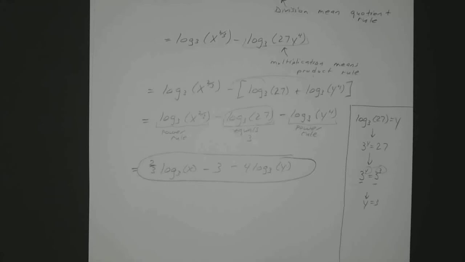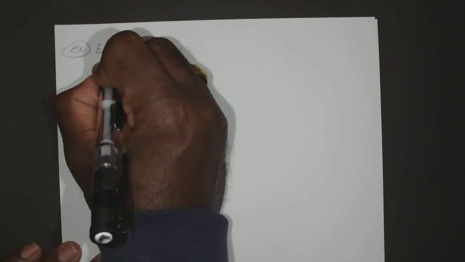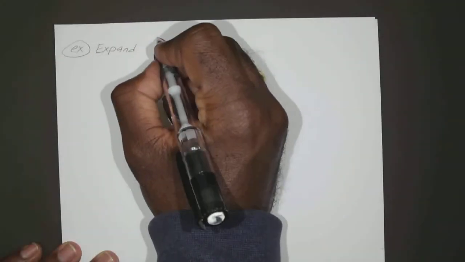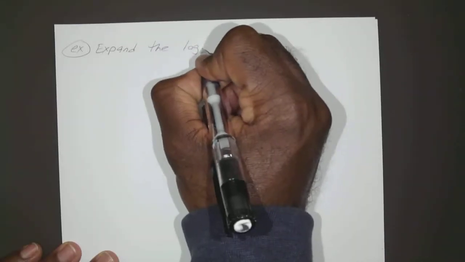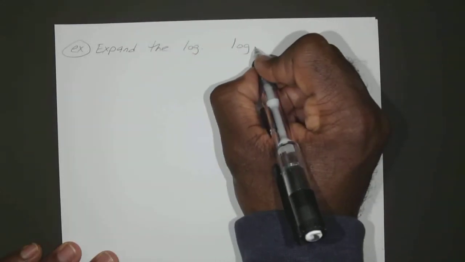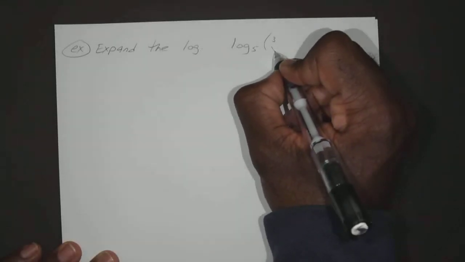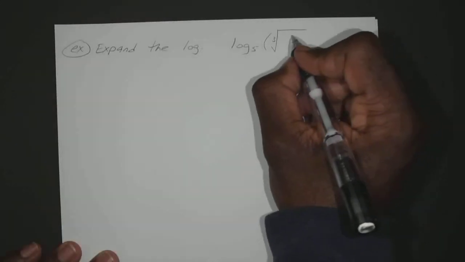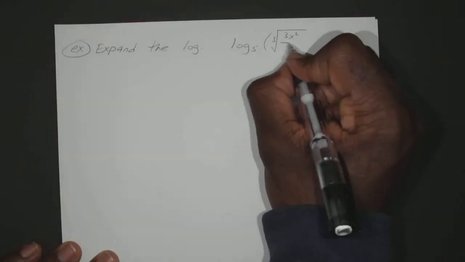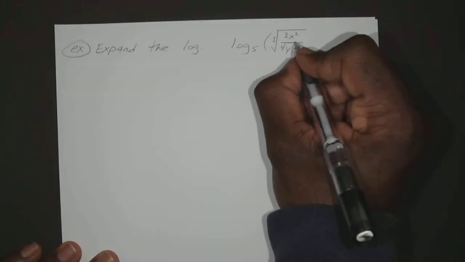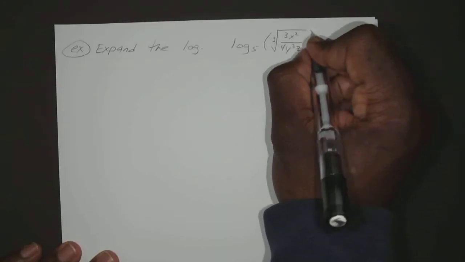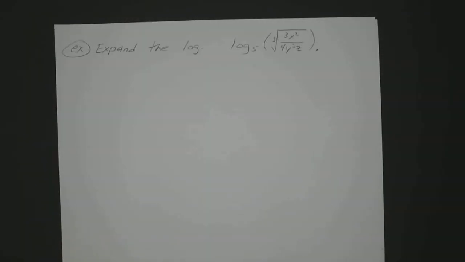Looks like everyone's done. Okay, so for our next example, let's say we wanted to expand the logarithm log base 5 of the cube root, and everything is going to be under that cube root, of 3x squared divided by 4y to the third times z. I'll give you a few minutes to start on that one.